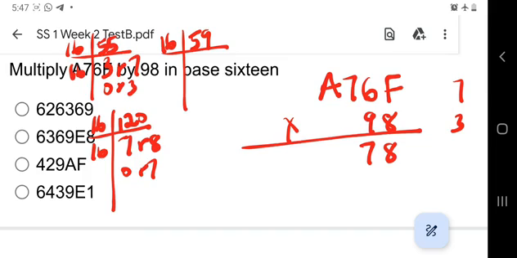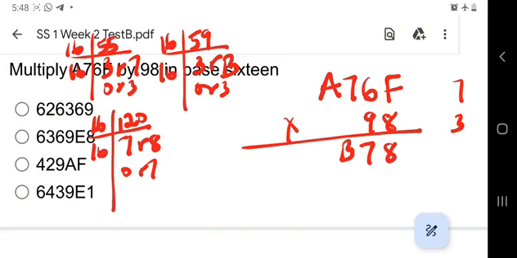So 59 divided by 16 gives 3. Then the remainder. So that will be 16 times 3, which is 48. So 59 minus 48 gives 11. And 11 is what? Is B. So then 16 here, 0 remainder 3. So we write B down, then we carry 3 again.